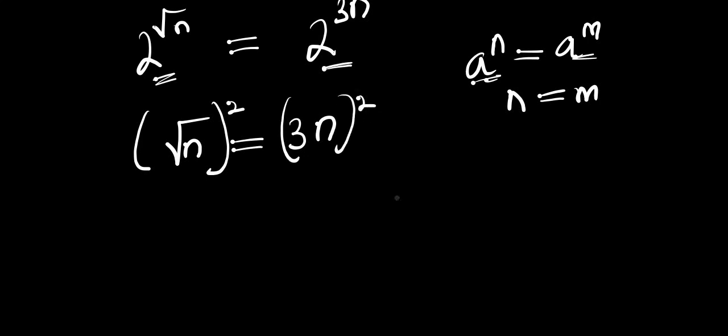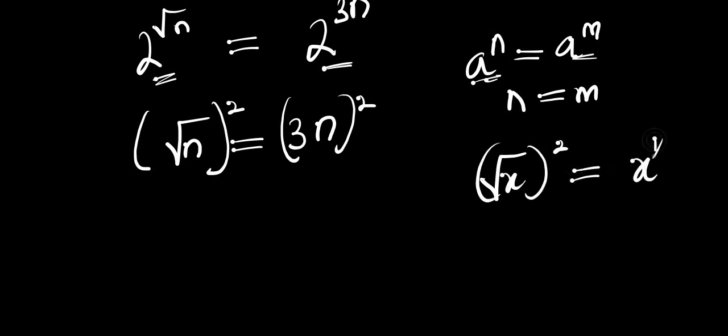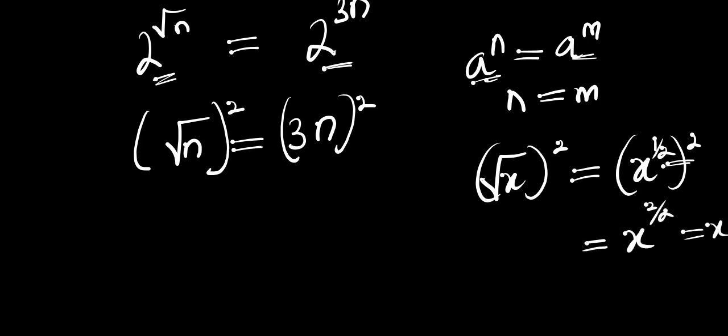Now, don't forget, if you have root of x to the power of 2, this simply means you are going to have x power 1 over 2, and this is raised to the power of 2. And if you multiply this exponent, you are going to have x raised to the power of 2 over 2, which equals x. So, root of n raised to the power of 2 is the same thing as n.